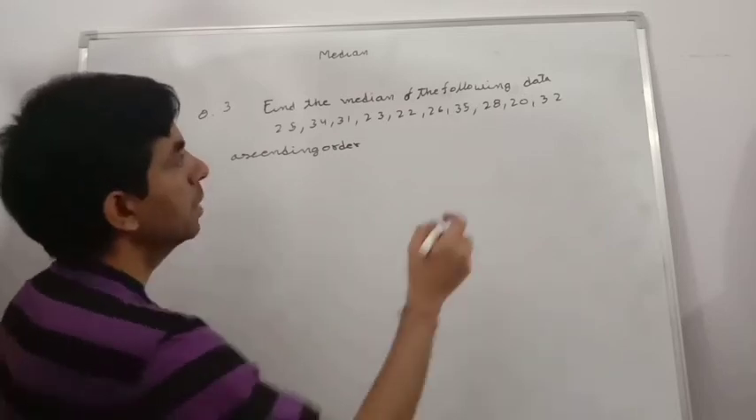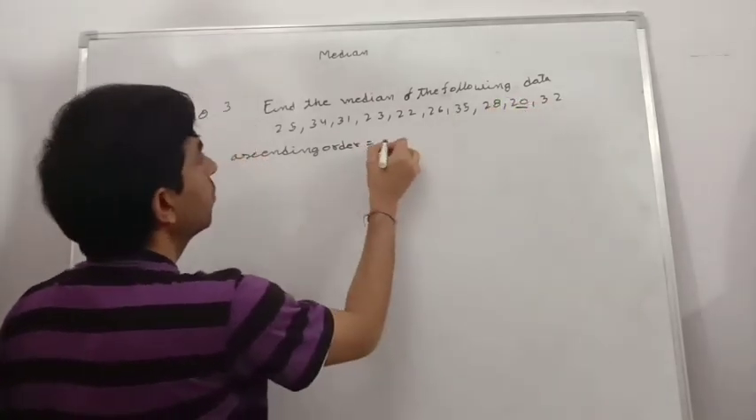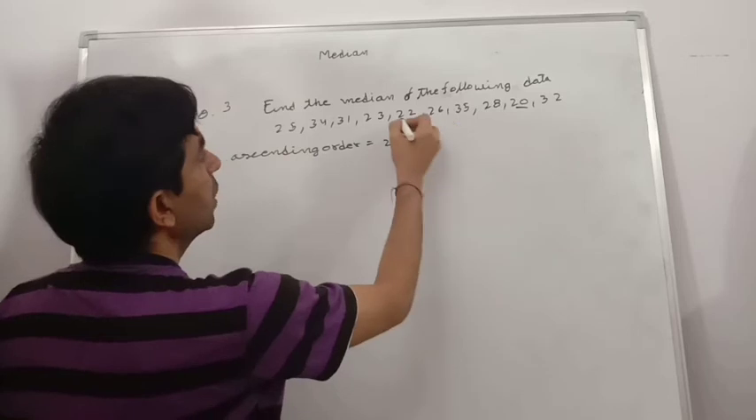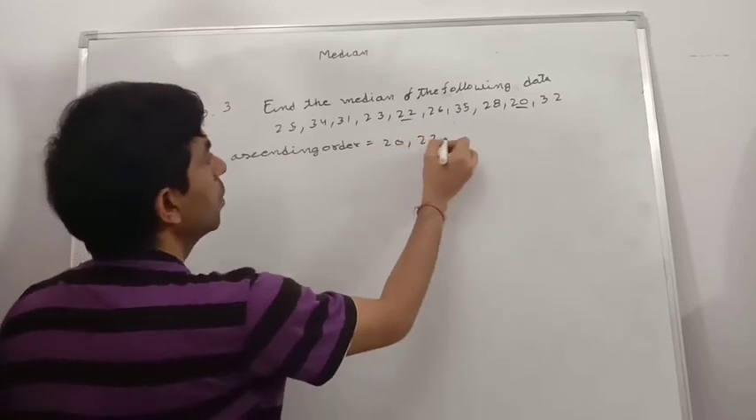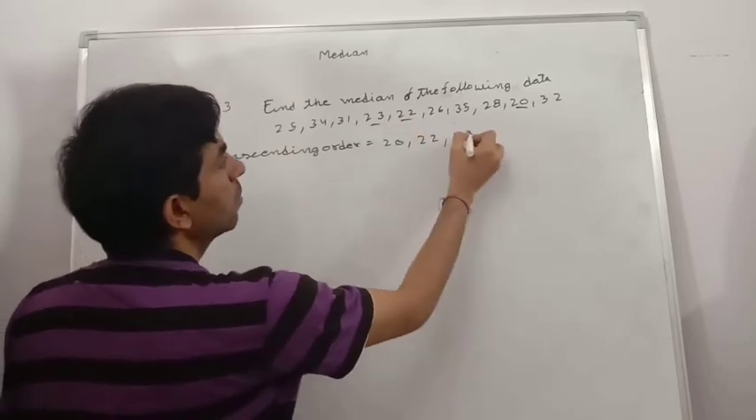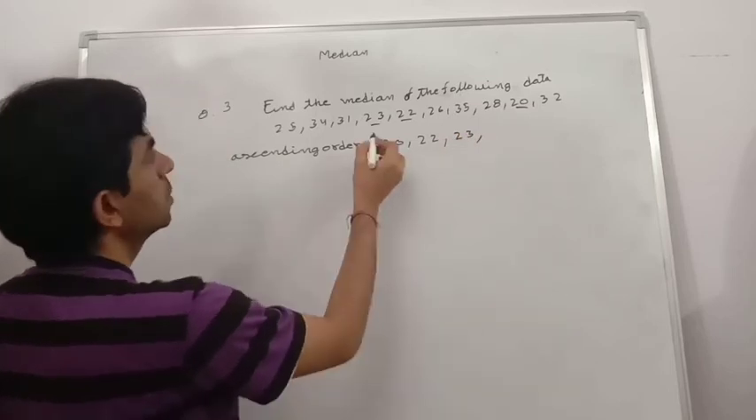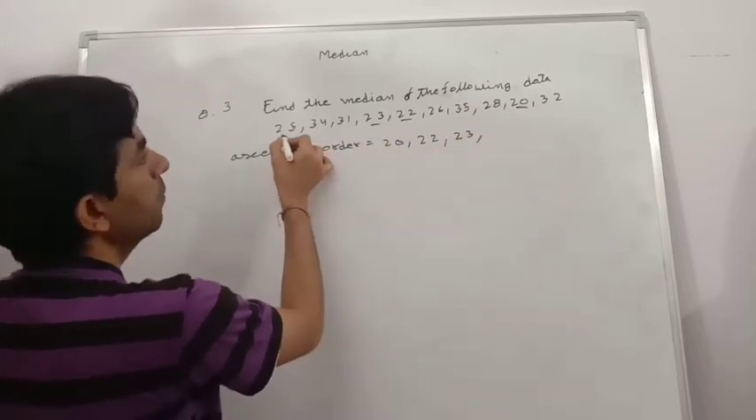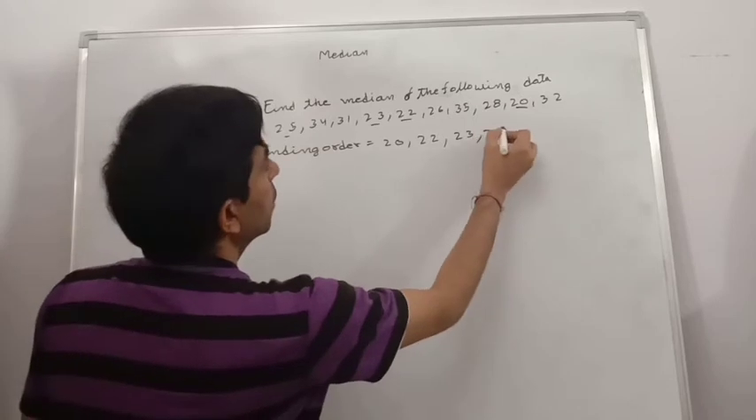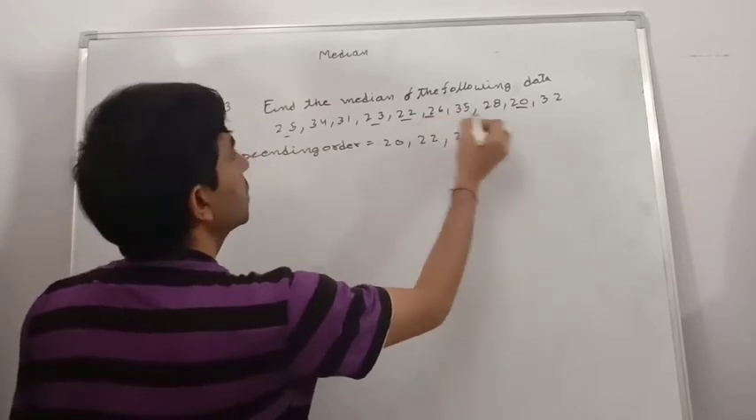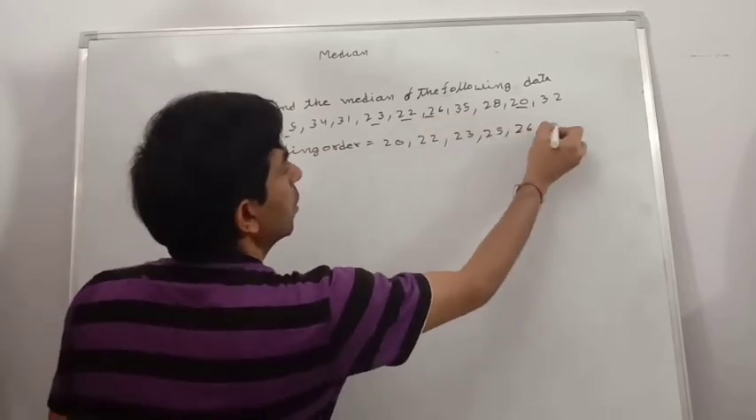So write in ascending order. What is the smallest number? The smallest number is 20. Next 22. Next 23. Next 25. Next 26. Next 28.